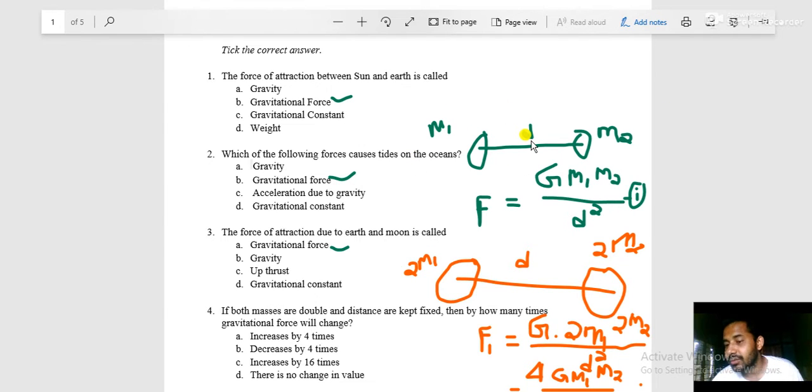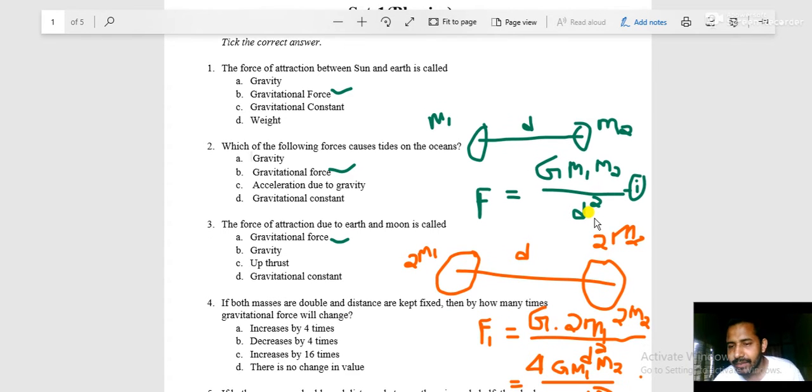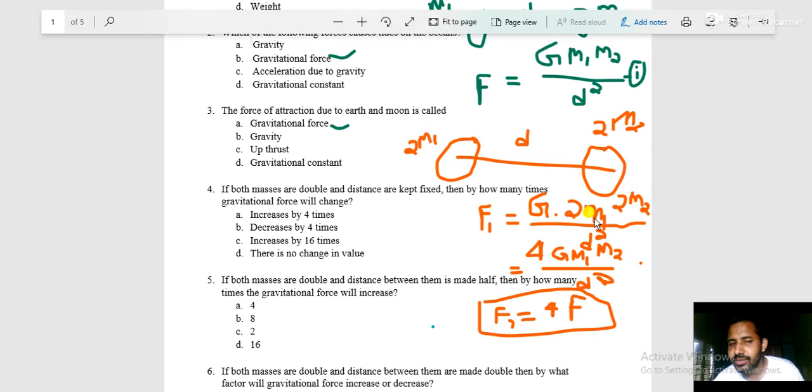I am taking the original case, F equals G m1 m2 by d square. And I'm reading the question. What does the question say? Both masses are doubled and the distance is fixed. So I have double the mass here, and I have double the mass over here too. So I have calculated the force again, and I am saying this new force is F1. So you got the value 2 to the 4, overall the same value. So 4 times F. And what you can conclude: the gravitational force will be increased by 4 times.